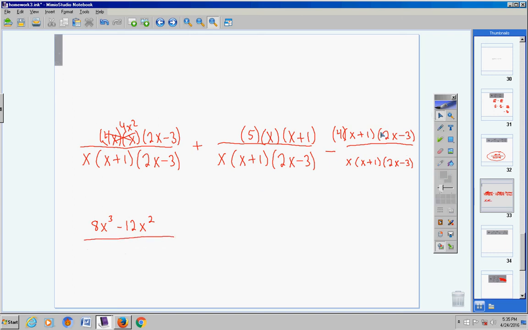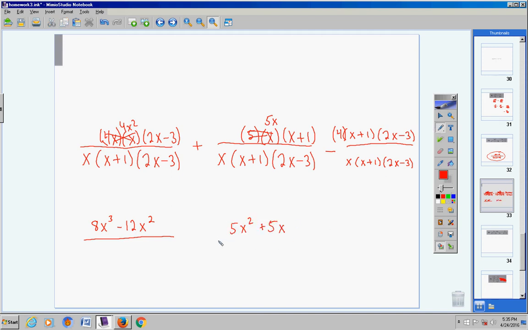Now let's simplify over here. 5 times x is 5x. Take your 5x and multiply it through. 5x times x is 5x squared. 5x times 1 is positive 5x. Bring that down as the top of your other fraction.